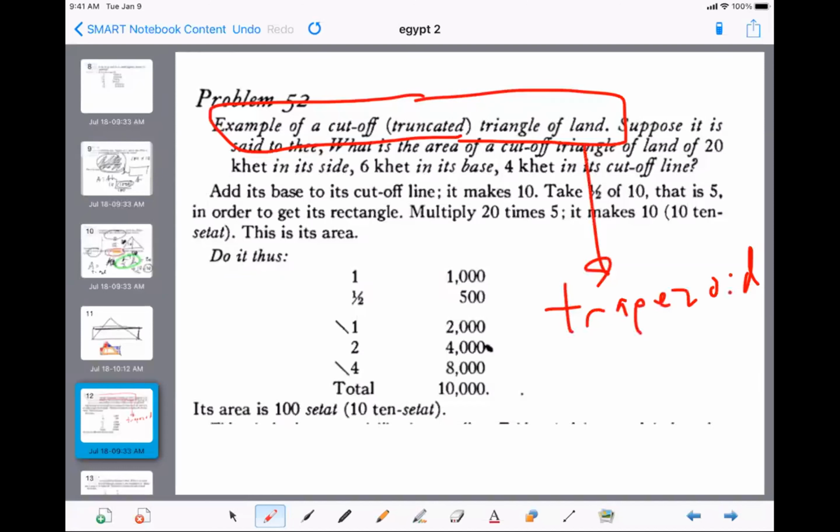And they had the formula. They're describing this. They say it's 20 in its side, 6 in its base, and 4 is its cutoff line. They're basically saying that the bases are 4 and 6, and that the height is 20. Now, I didn't draw this to scale.